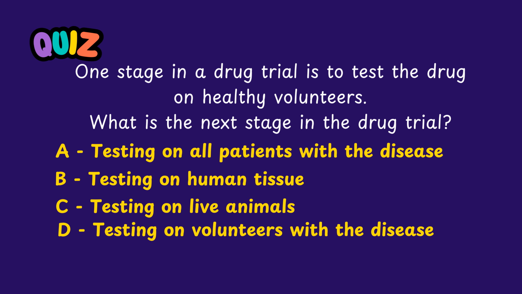Next question. One stage in a drug trial is to test the drug on healthy volunteers. What is the next stage in the drug trial? Is it A, testing on all patients with the disease, B, testing on human tissues, C, testing on live animals, or D, testing on volunteers with the disease? The answer is D. Very good.